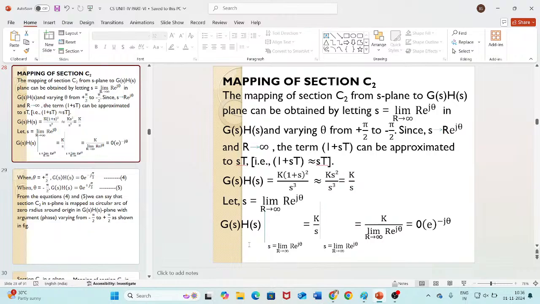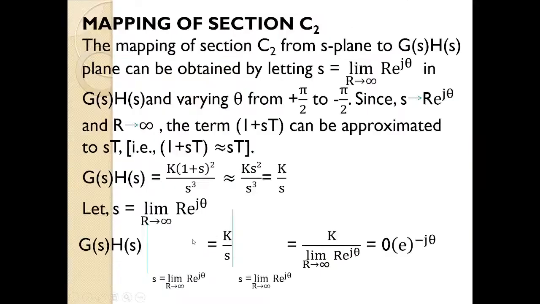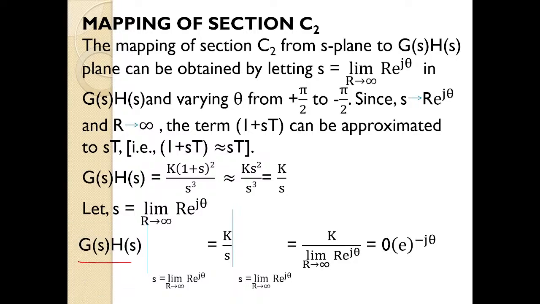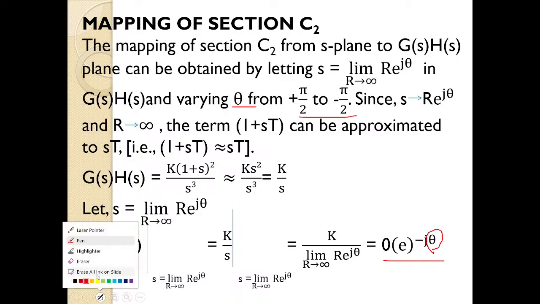So I hope I am clearly able to explain till now. So now we have got an expression here. What did we get? G of s, h of s is equal to 0 e power minus j theta. Now what is this theta? Theta is varying from plus pi by 2 to minus pi by 2. Now substitute theta values in this equation.